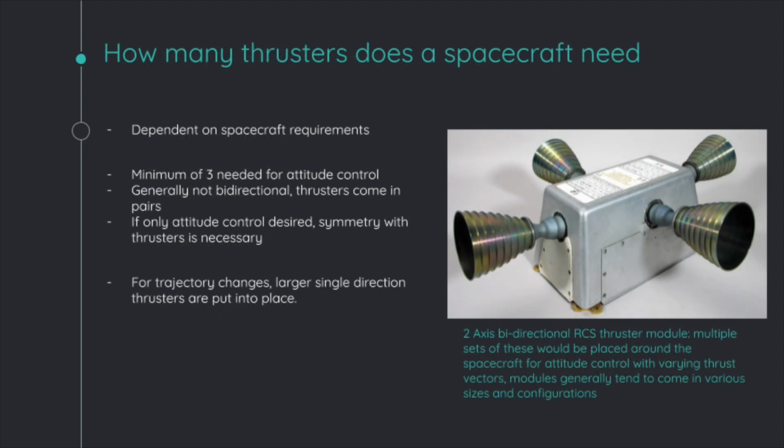The number of thrusters a spacecraft needs is entirely dependent on the mission goals and requirements that are set for the spacecraft. In order to control attitude with a bang-bang thruster system, a minimum of 3 thruster pairs are needed for the full 3-axis control system.